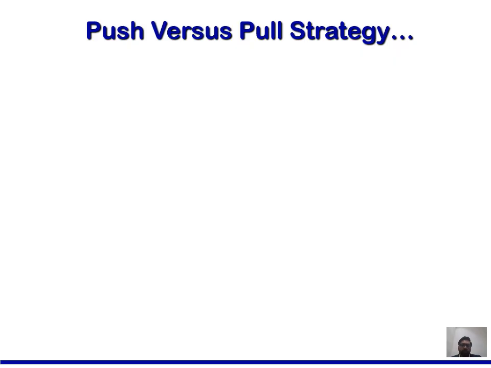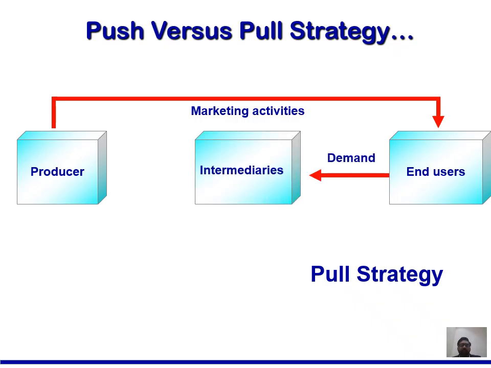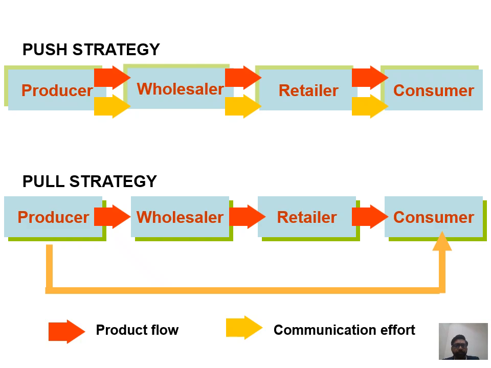Now when we talk about push strategy, the demand is created by the channel partners, trade partners. And in case of pull strategy, the demand is created by the consumers, by the end user. They raise their demand to the channel partner, trade partner, and then they further transfer this demand to the producer. Now on your screen you can see the comparison of pull versus push strategy.